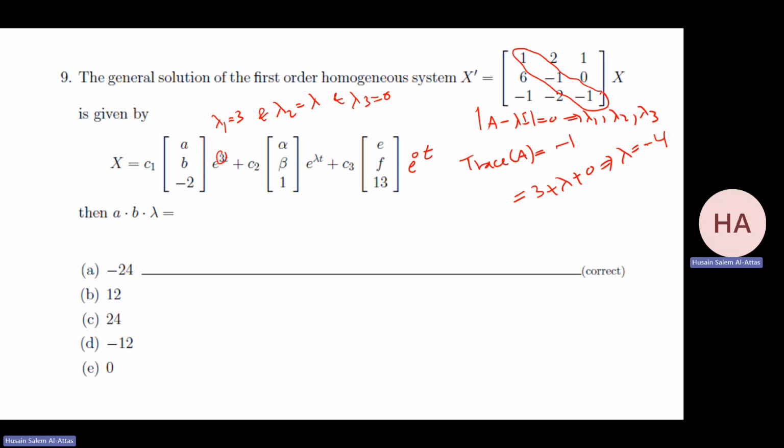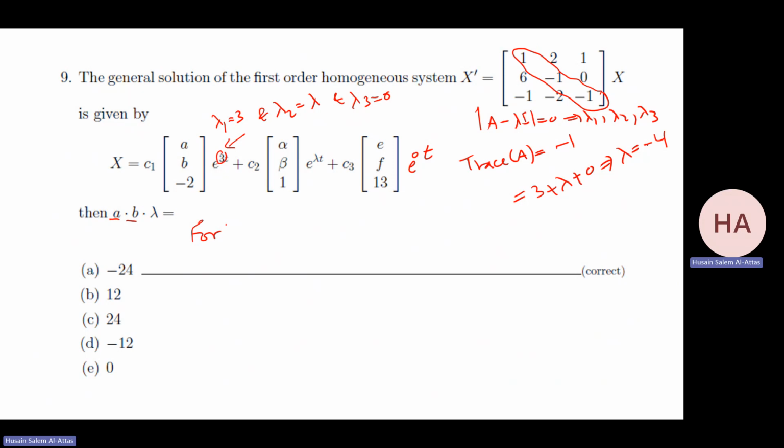Are we done? No, not yet. By the way, he needs only A and B. So he wants me to do eigenvectors only for lambda equals 3. I don't need the rest. This is what I mean: sometimes in the old exams, they will not ask you to do the full solution. He wants you to do only some of it.